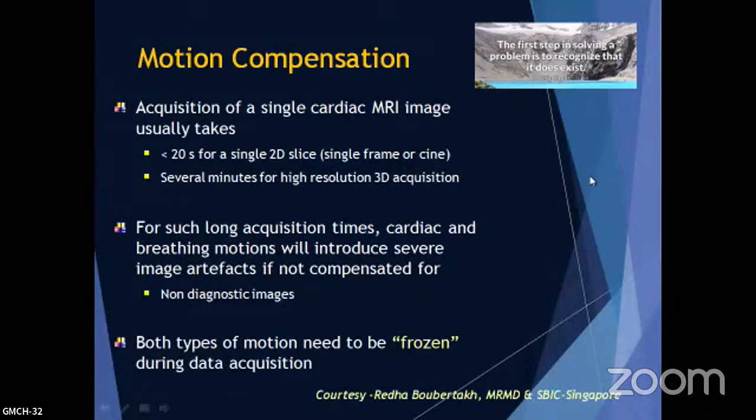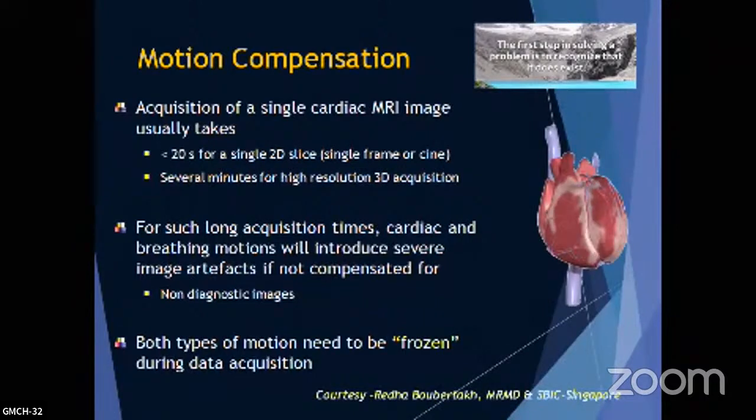The motion compensation: if we see the acquisition of a single slice in cardiac MR, the sequences should be such that it takes less than 20 seconds. And if it is a 3D acquisition, it will take several minutes, but that is not desirable. It will kill the examination. Long acquisition times and breathing motions are prone to severe artifacts if not compensated for. Otherwise, we will not get diagnostic images. So both these motions need to be frozen absolutely during that acquisition.